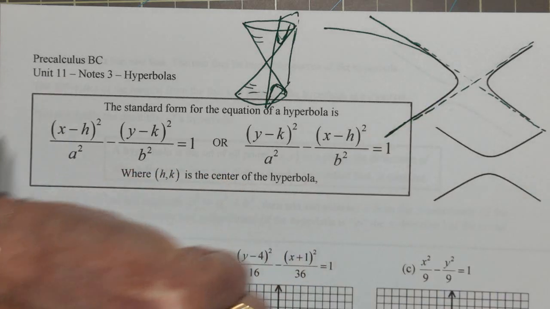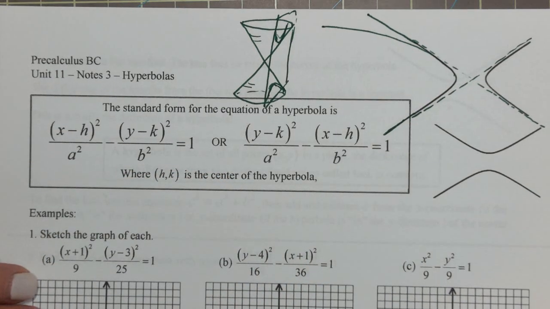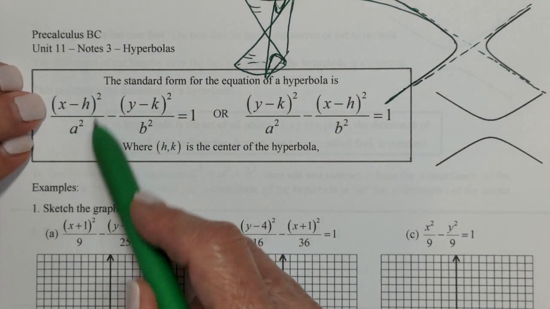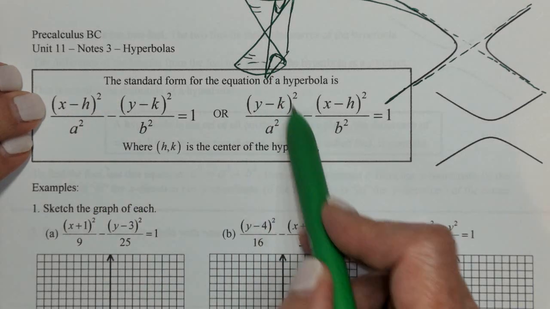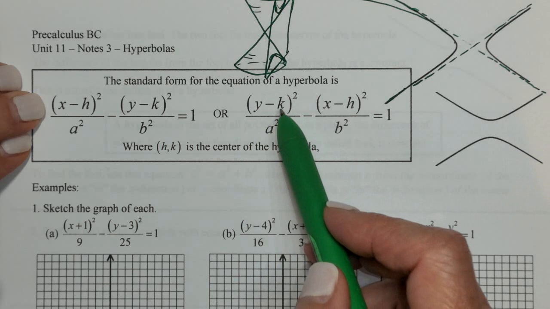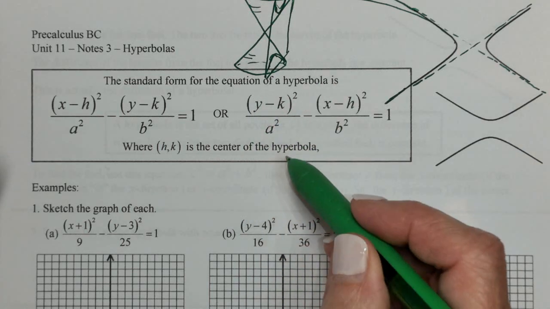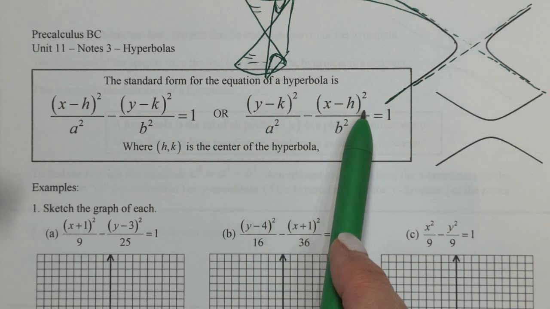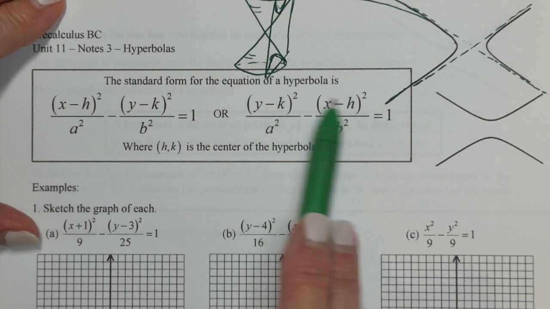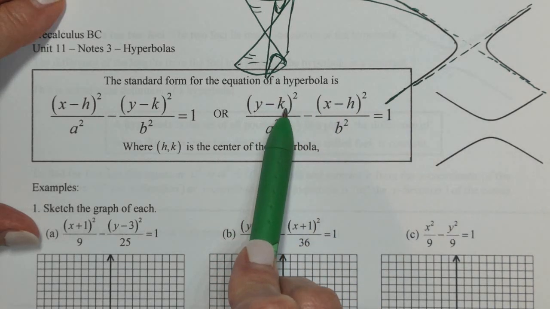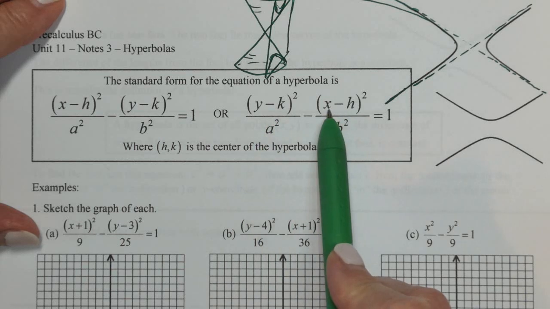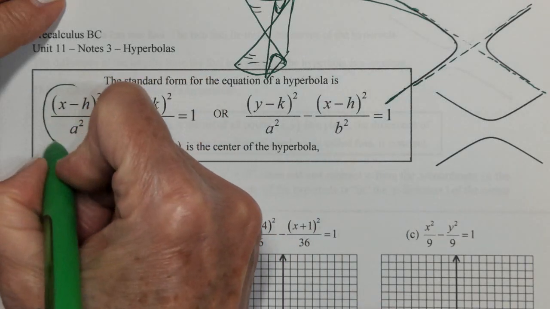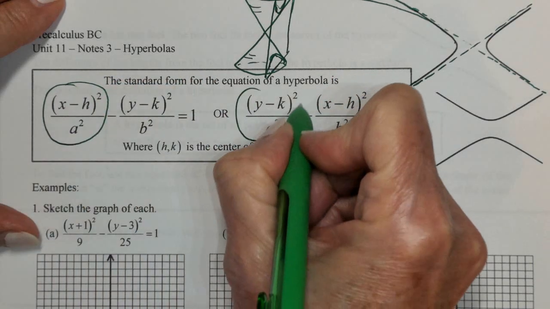Okay? So, hyperbolas have the same general form, except either the x's can be positive or the y's can be positive. On your notes, unfortunately, this year, I cut and pasted and I didn't go back and fix it. So you'll need to update this equation over here. Change that to y minus k over a squared and change this to x minus h over b squared. So either the x's can be positive or the y's can be positive.